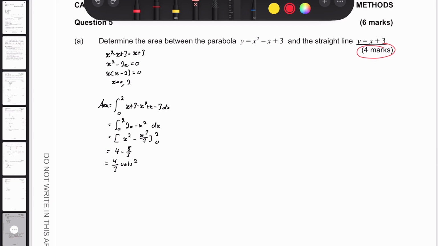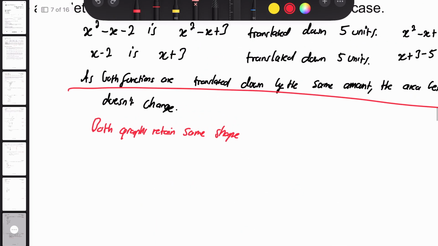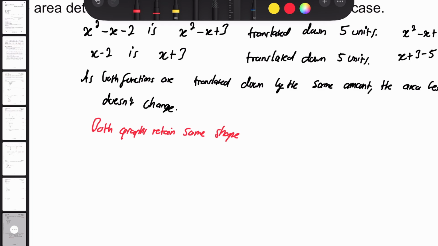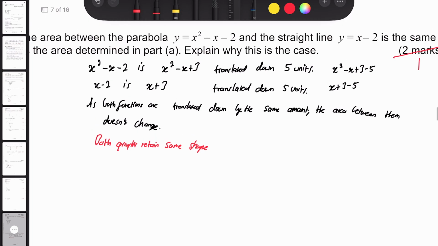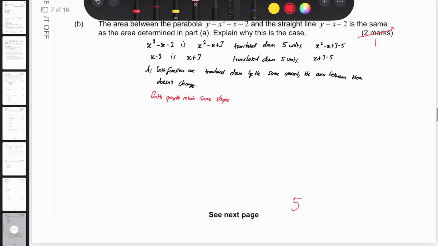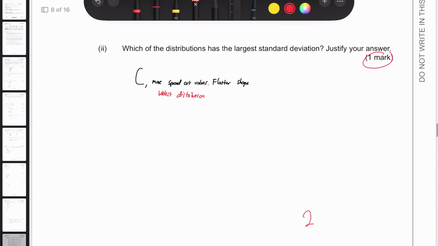So you have to say they've both been translated in the same direction by the same amount, but then you also have to say that because it's a translation, both the graphs have the same shape, so the area between them doesn't change. So yeah, I lost 1 mark there because I didn't talk about the actual thingy.